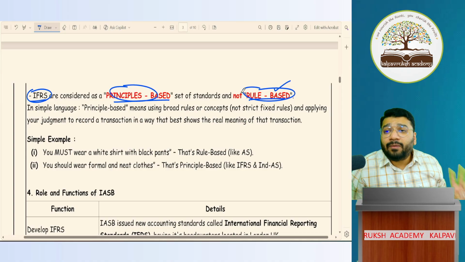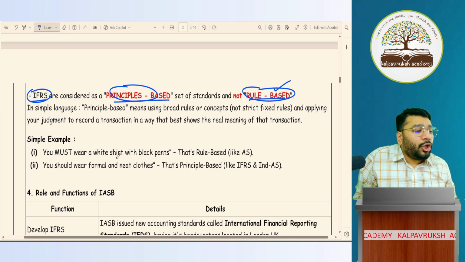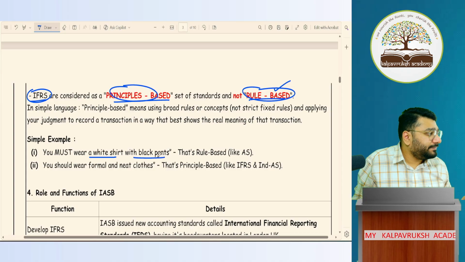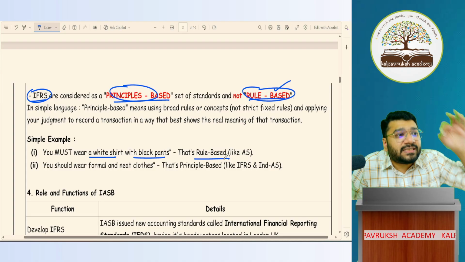Now, what is the difference between principle and rule? If I have to give an example, if I tell you that when you come for the class, you should wear only a white shirt and black pant, only a white shirt and black pant, that is called rule based. I'm being more specific to you.